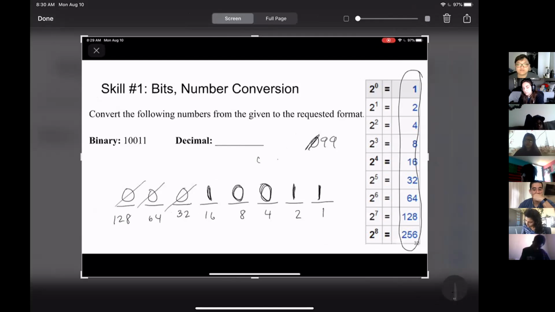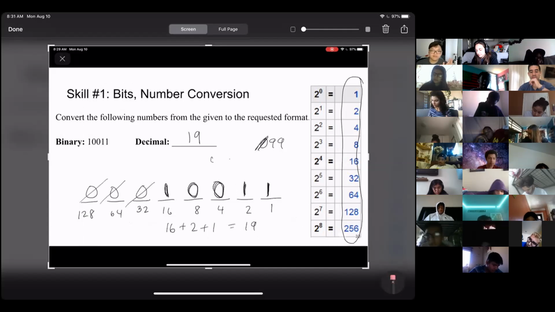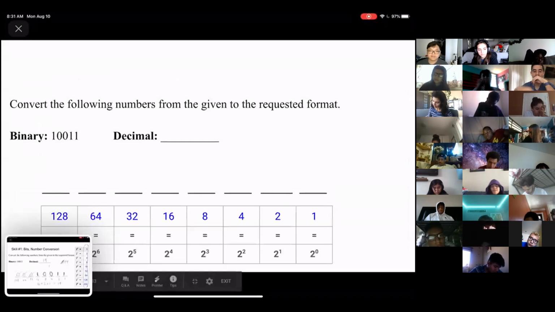So I have a 1 in the 16's place, and then I have a 1 in the 2's place. So I'm going to add them, and a 1 in the 1's place. So my final answer is 19, and we did it. That was my decimal. Good job to everybody who got it. Let's try another problem.